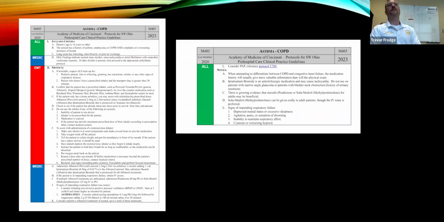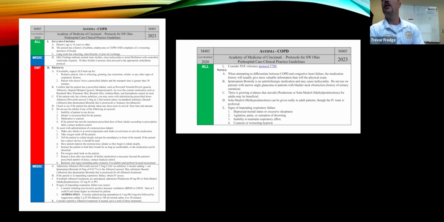So here's the protocol for asthma COPD. Again, 16 years in age or older, they've got worsening shortness of breath. We hear wheezing, rales, rhonchi, or poor air exchange. They can also be super diminished and tight wheezes. They are normal sinus or tach or AFib. We don't see any bradycardia here.